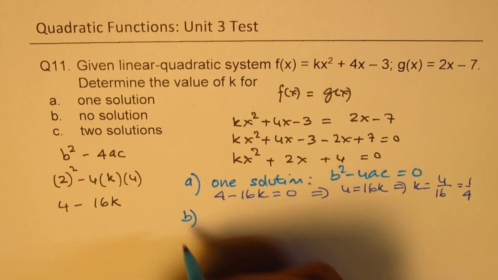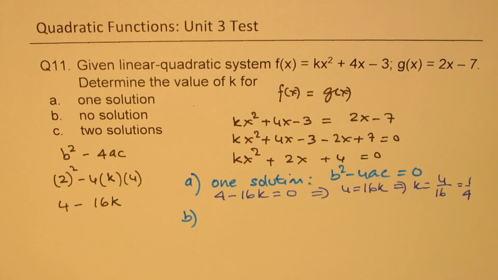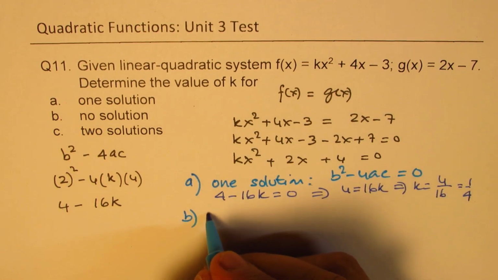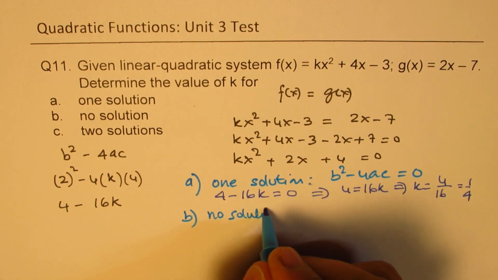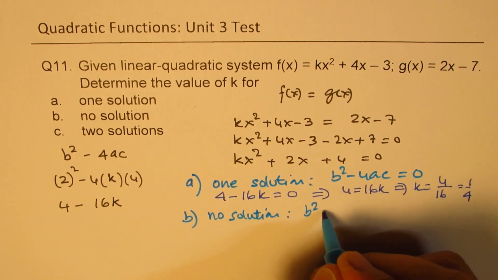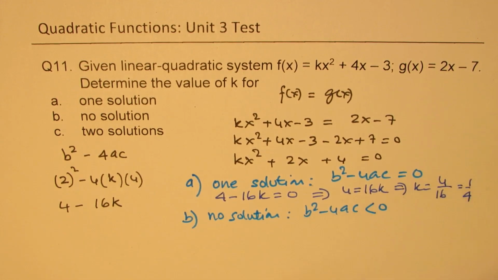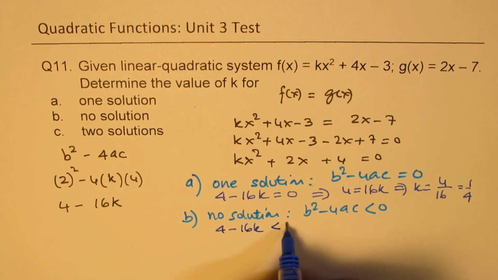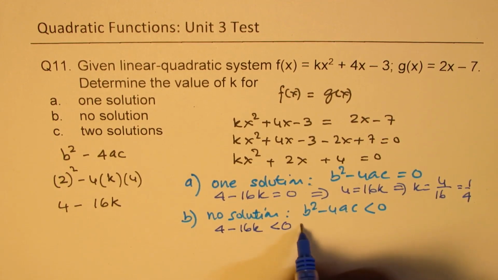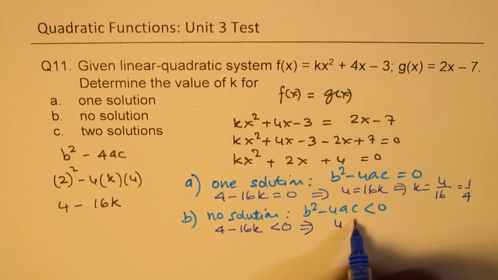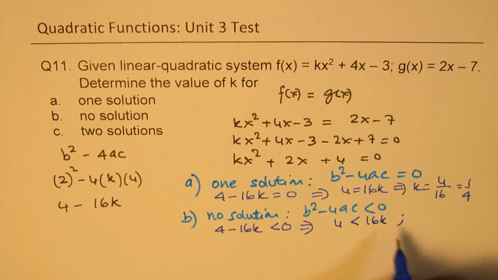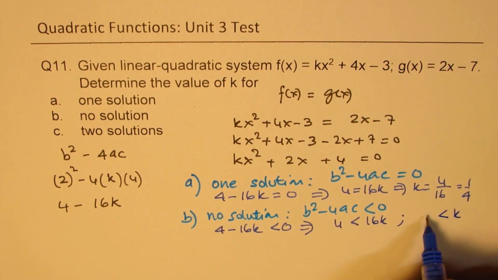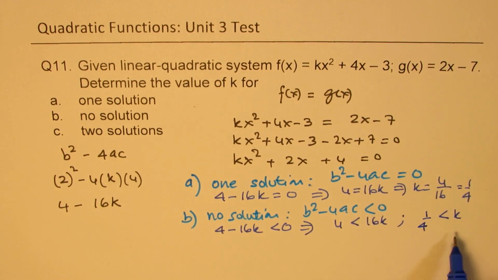Now B. We want no solution, right? So no solution means what? No solutions means b squared minus 4ac is negative, right? So that we know when it is 0. So that really means that 4 minus 16k is less than 0, or that gives you 4 is less than 16k, and that gives you that k is greater than 1 over 4. Perfect. k is greater than 1 over 4.